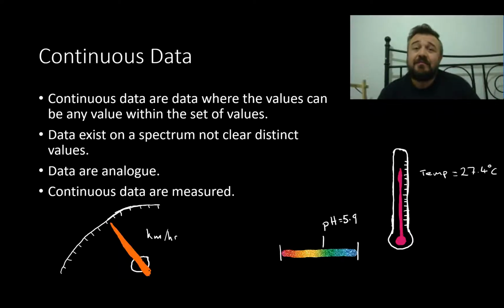Continuous data, though, are measurements. So things we measure, right? Like we don't count temperatures, we measure temperatures. We don't count pH, we measure pH. We don't count our speed, we measure our speed. Continuous data are measurements, and that's what allows it to exist within a set.